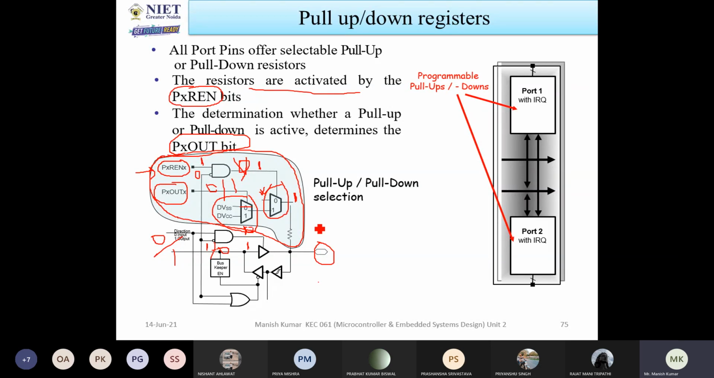So what actually happens when you are using the PXREN and PXOUT pins? One more pin is also there, called PXDIR. DIR indicates the direction. So PXDIR is used for directing the pins, directing the ports. What is the meaning of directing the ports? It means that it will work either as an input or as an output. In this way you configure it.